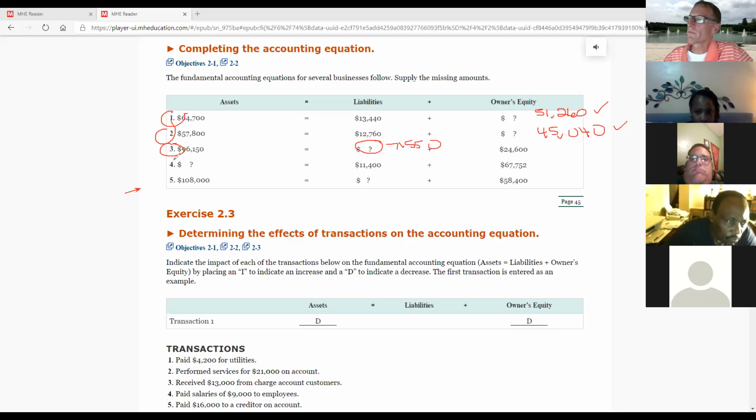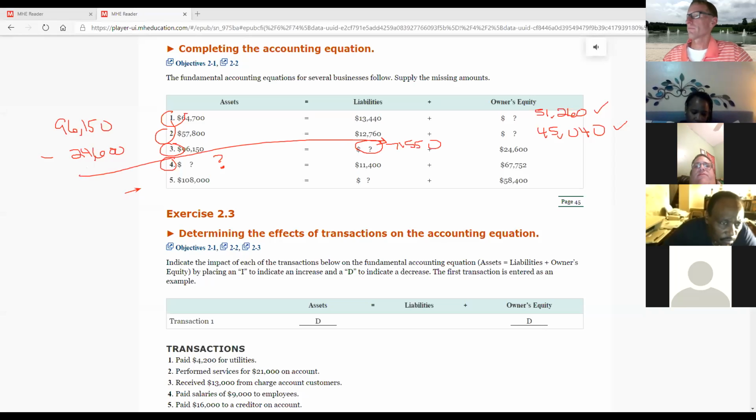Okay. I think number 4 is probably the easiest one to think about, because they didn't give you the assets. In number 3, you're subtracting the owner's equity from the assets. Correct. To get the liability. Yep. So you take 96,150, subtract out the 24,6 right there. And that's where they would have gotten that. Okay. If you look at number 4, notice they add the liabilities plus the equity, and then that would just give you 79.